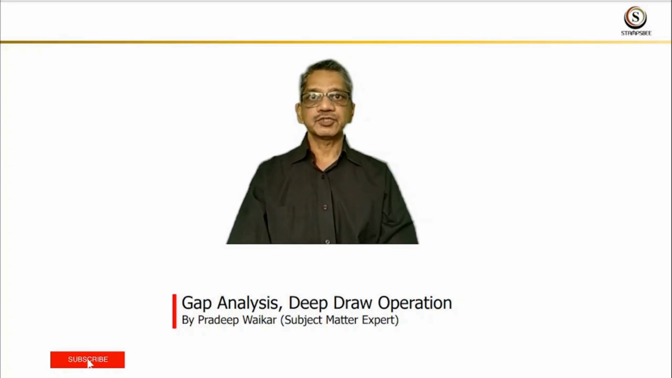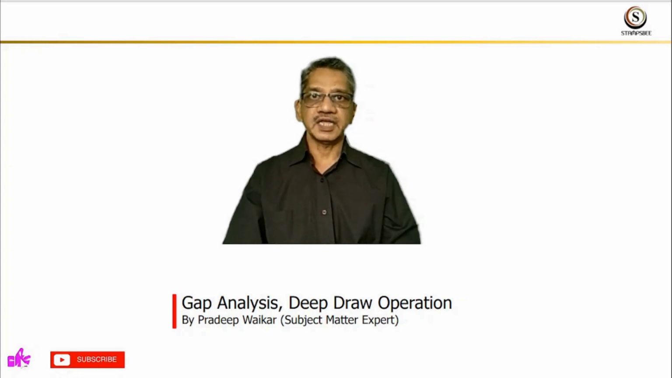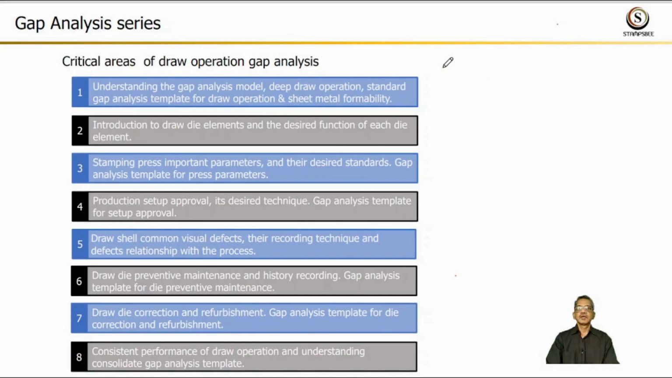Come on friend, first we will understand the 8 critical areas of the draw operation. Following are the critical areas of draw operation gap analysis. I am going to release a separate video for each area. First we will understand each area. Area number 1 is understanding the gap analysis model, deep draw operation, standard gap analysis template for draw operation and sheet metal formability. Area number 2 is introduction to draw die elements and desired function of each element.